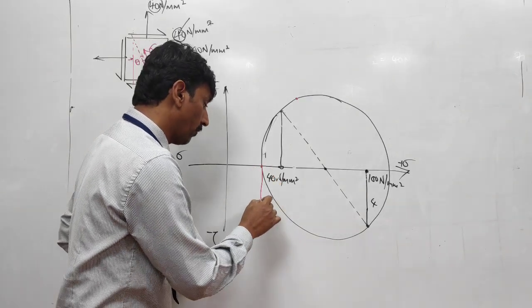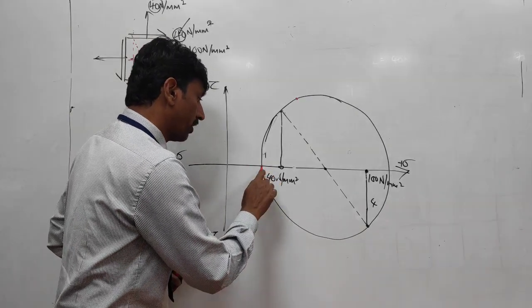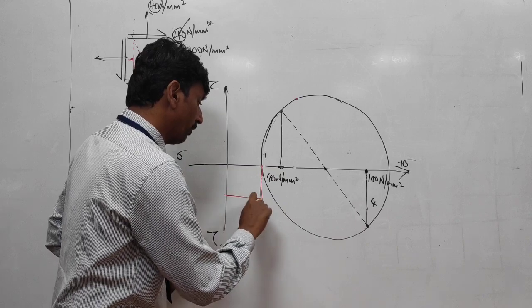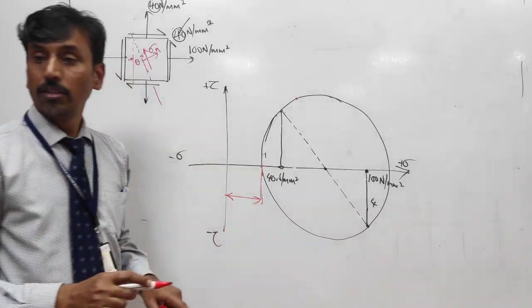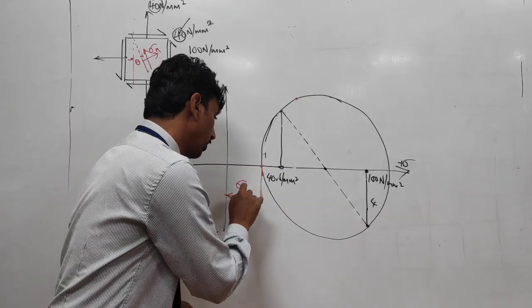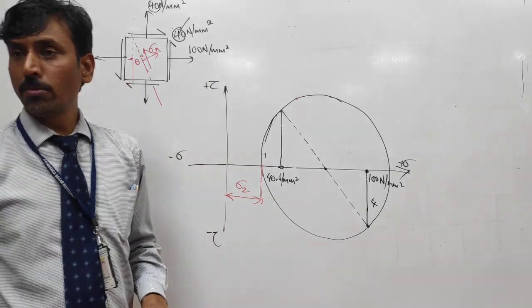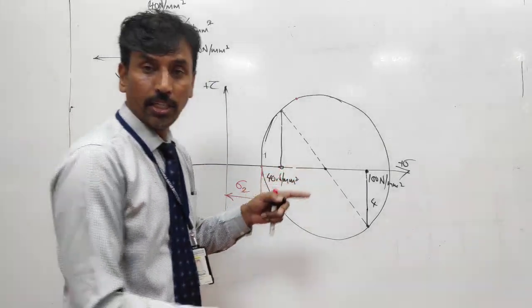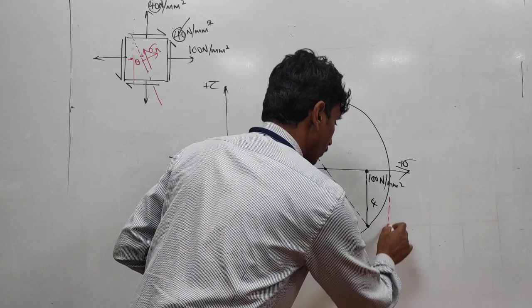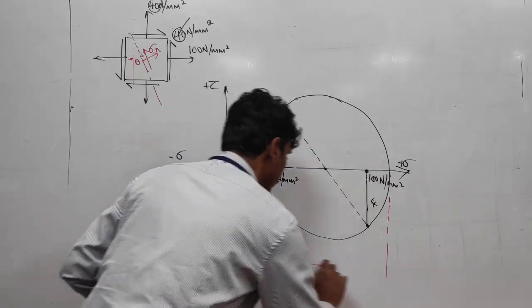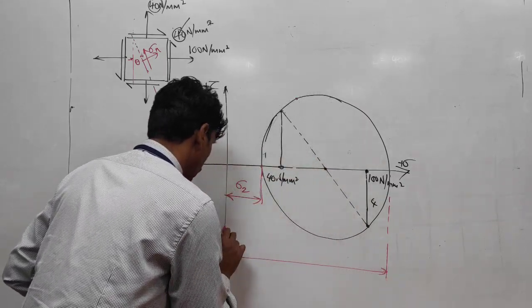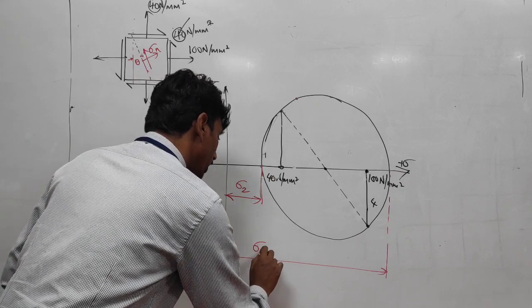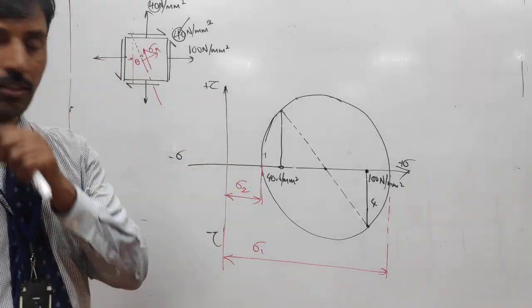Minimum. So this refers to minimum. So minimum is referred to as sigma 2. Yeah, that's good. Sigma 2. And which is the maximum? Sigma 1. Where is it? It is here. Sigma 1 and sigma 2 can be got here.